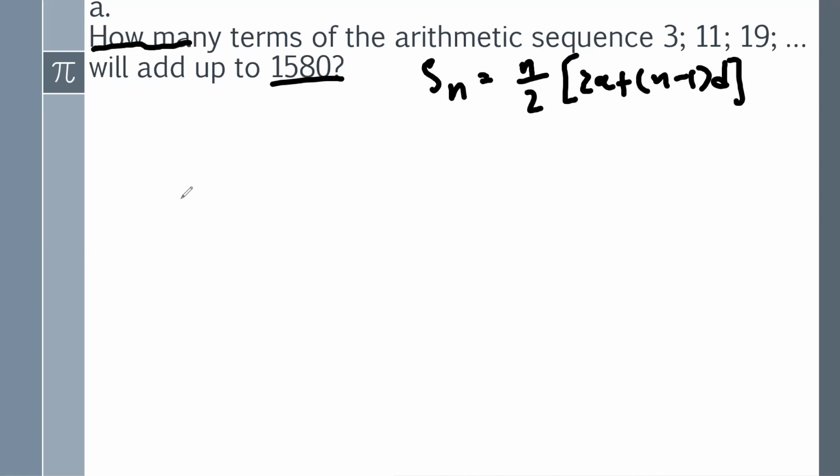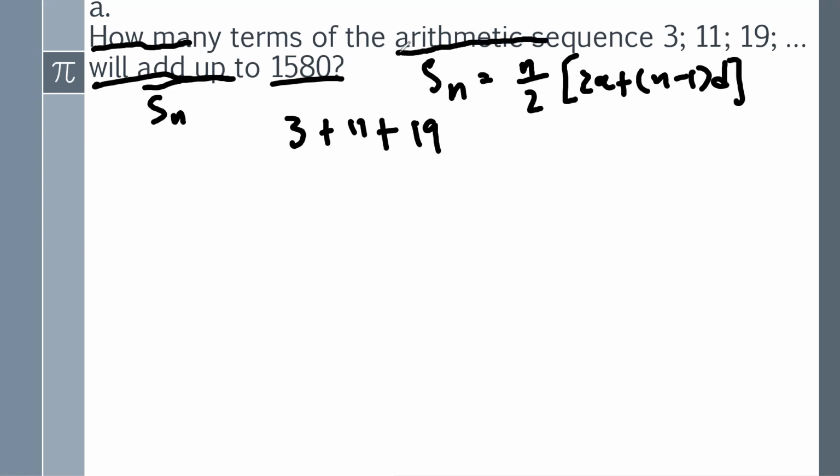How many terms of the arithmetic sequence 3, 11, 19 will add up to 1,580? Adding up to simply means Sn, the sum of the actual series 3 plus 11 plus 19. They have already told us that it is arithmetic, so that means this is the correct formula to use. Please take note, you have an arithmetic and a geometric. So the sum for the geometric is quite different from the arithmetic.